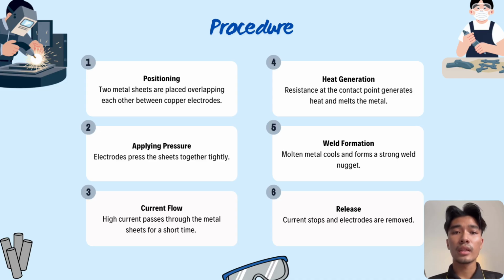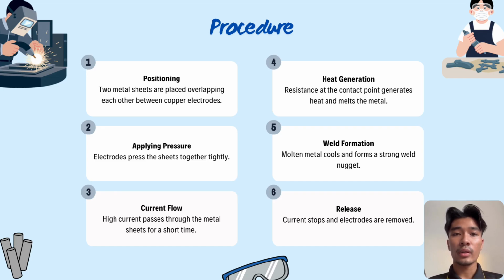Then, a molten weld nugget is formed at the contact point. This weld nugget acts as the joint area between the two metal surfaces. And finally, the current stops and the molten metal cools while the pressure is still applied by the electrode. After solidification, a strong permanent joint is produced.